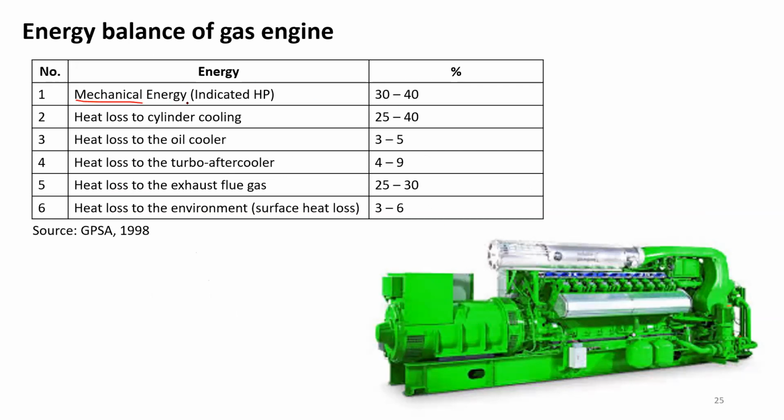The mechanical energy indicated by the horsepower is usually around 30 to 40%. There will be heat losses in this case: heat losses to the cylinder cooling, to the oil cooler, to the turbo aftercooler, to the exhaust flue gas, and also to the environment, with a specific range of percentage for each.